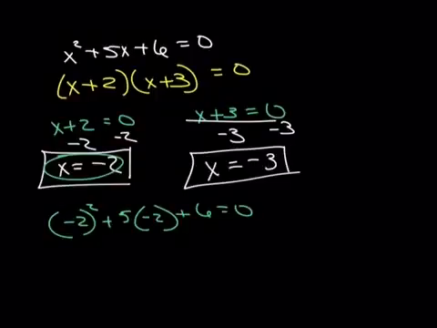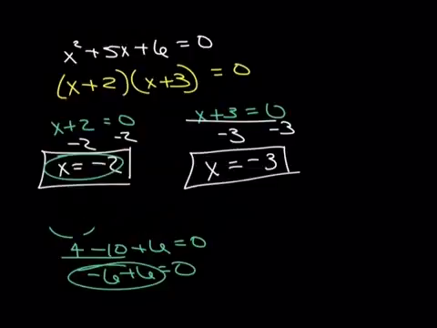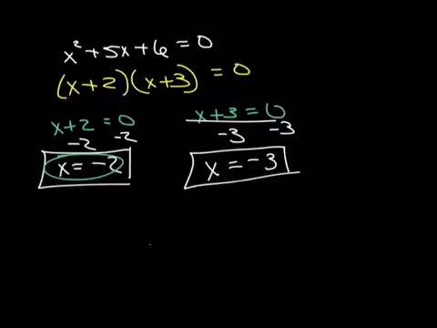Let's see if that's a true statement. That's 4. That's a negative 10. That's a positive 6. Does that equal 0? 4 minus 10 is negative 6, plus 6 equals 0. Yes. Any number plus its opposite is giving you 0. So that works.